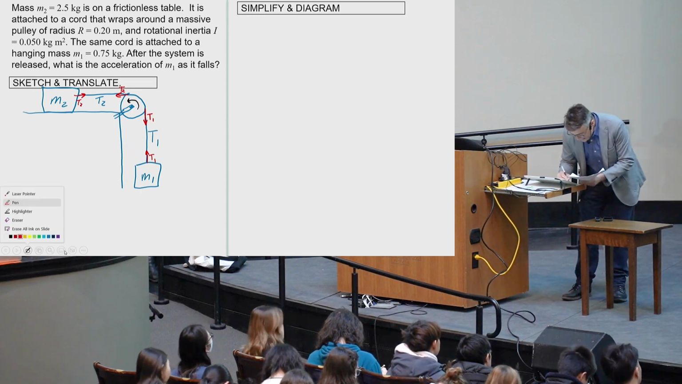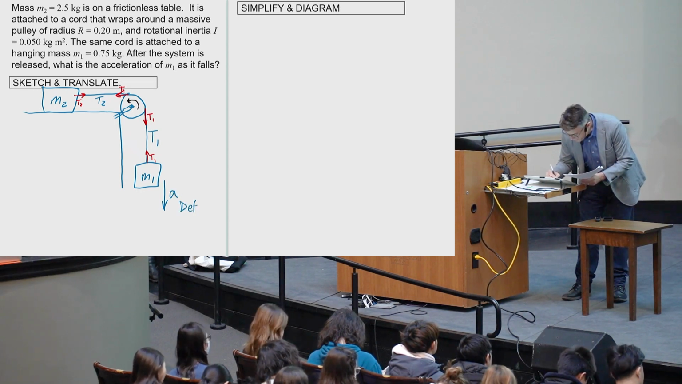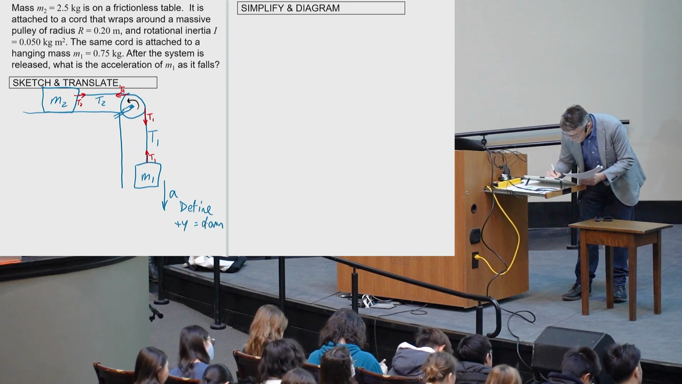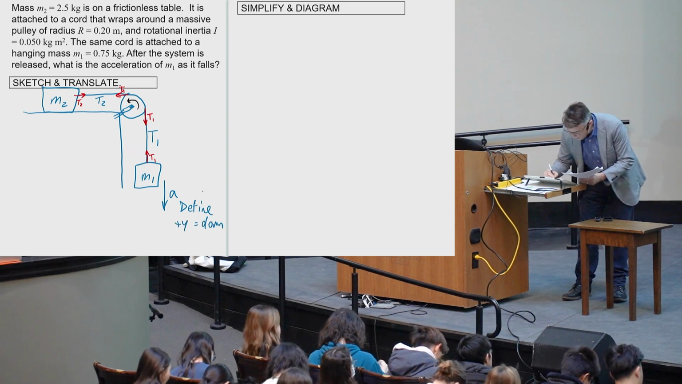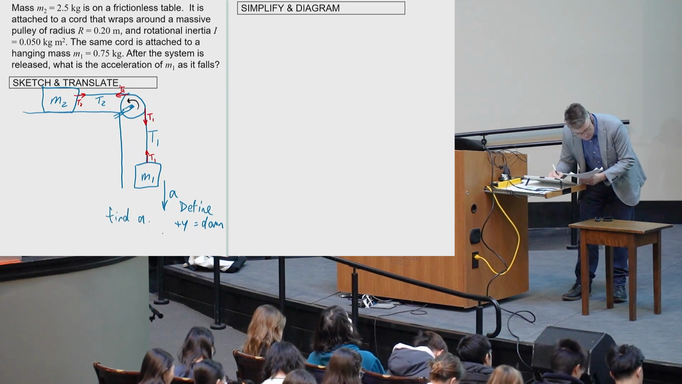And the idea here is that, of course, M1 is going to accelerate downwards. And in fact, I think what I'll do is I'll just define plus y is down for this so that it's a little easier to set this up. I'm going to find a.